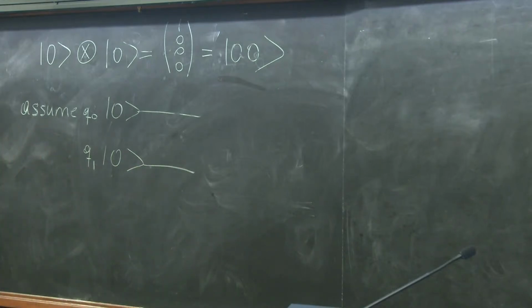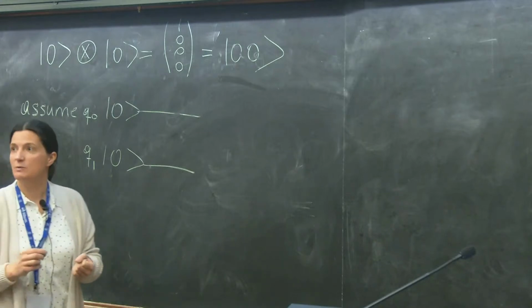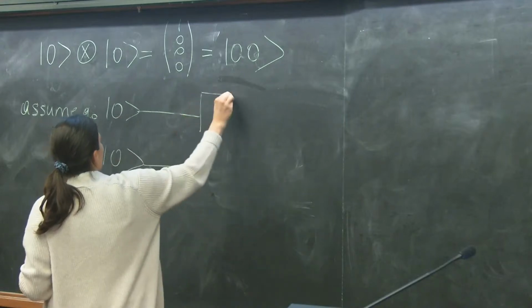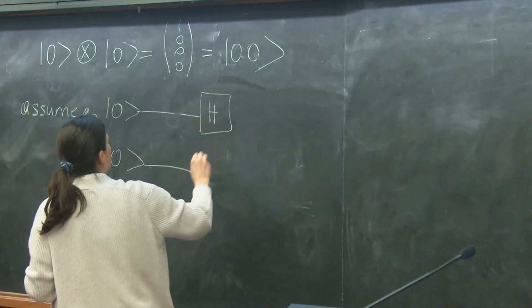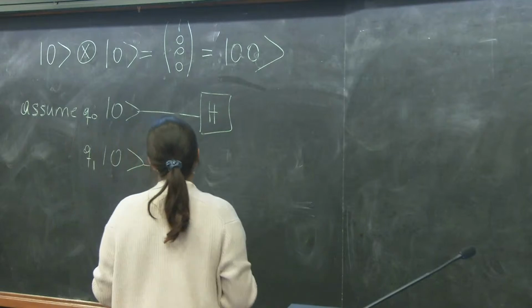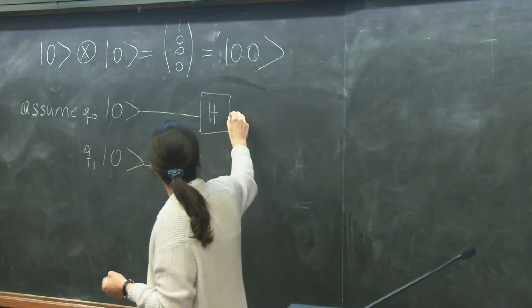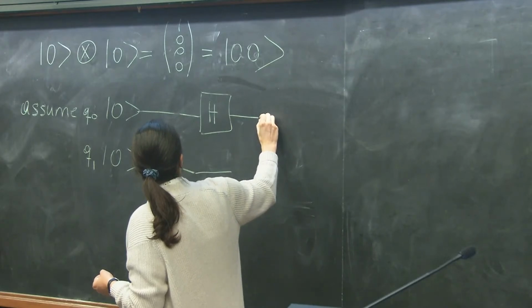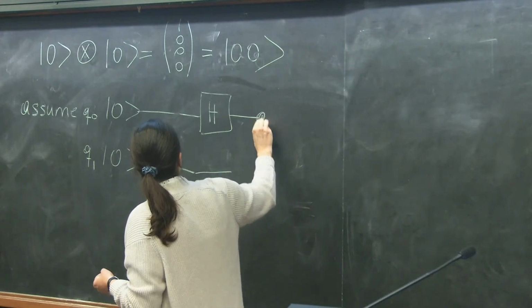And now we have to do a computation, right? So now we have to put it first into superposition, right? So which gate do we use to put something in superposition? Hadamard gate, right? So we apply the Hadamard gate. And then what you want to do, actually, you want to apply the CNOT gate.